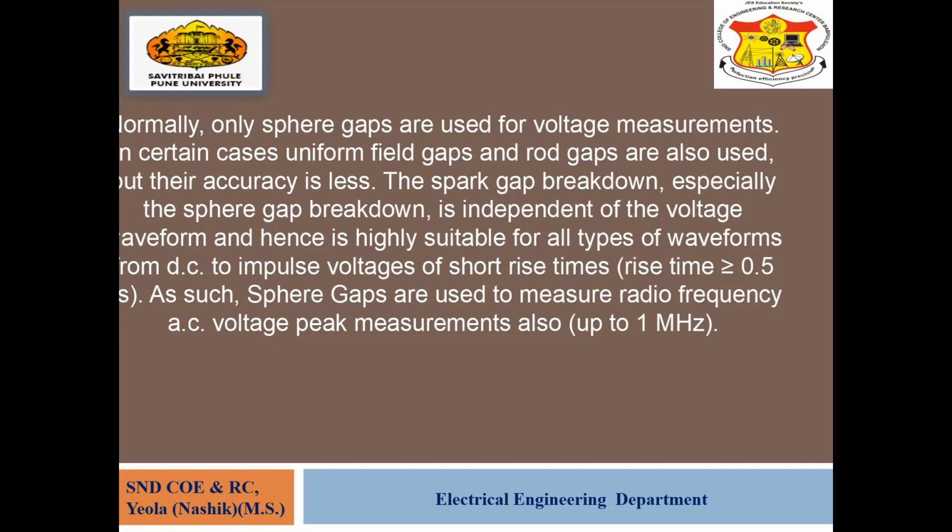And the second advantage is that the sphere gap breakdown is independent of the voltage waveform. That is important. As I have told you, it may be AC, DC, or impulse. When we see AC or DC, the difference between them is only the waveform. So here it is said that it is independent of the voltage waveform and is highly suitable for all types of waveform, from DC to impulse voltage. That is the advantage of why we are using the sphere gap type and why we are not using the rod type or the uniform gap type.